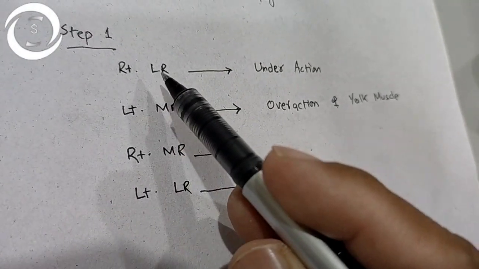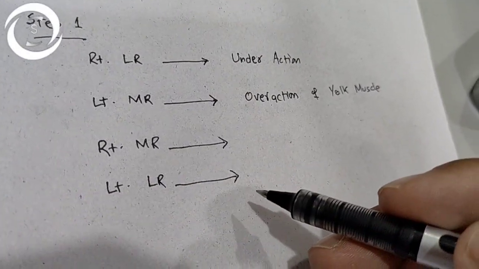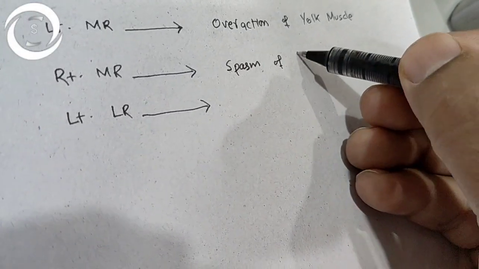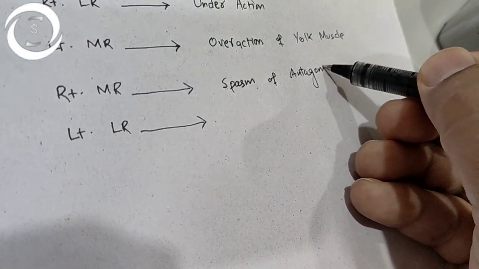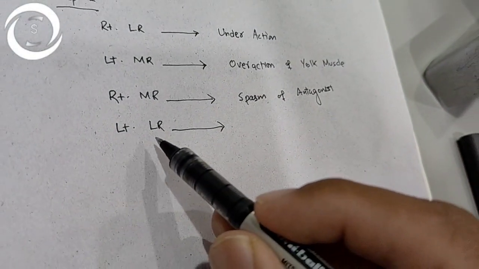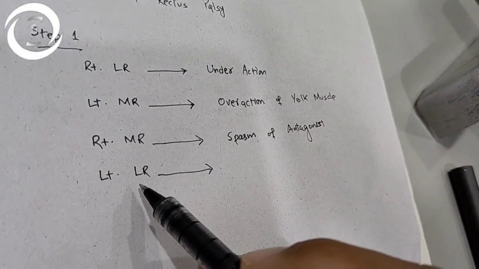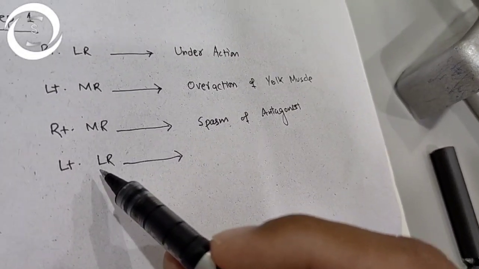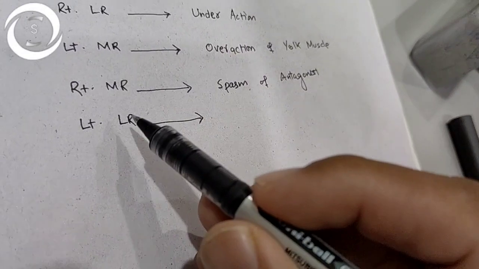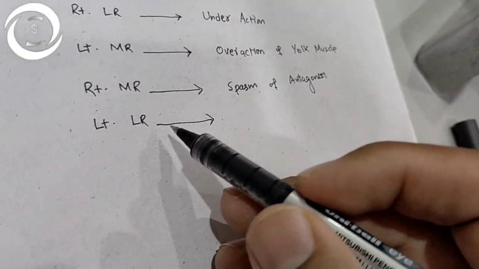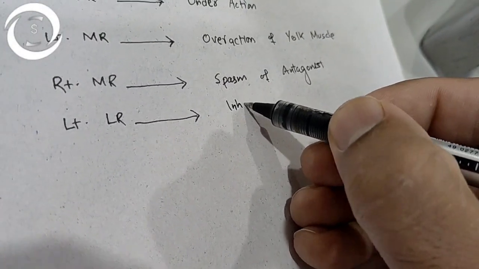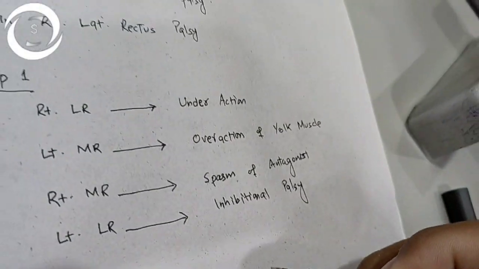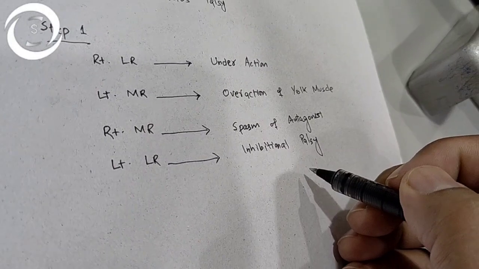And the antagonist of the right lateral rectus is the right medial rectus, so the antagonist goes into spasm. And finally, the left lateral rectus is the yoke muscle of the antagonist muscle, so that goes into inhibitional palsy. So how will you manage the horizontal sequelae of the muscle paralysis?